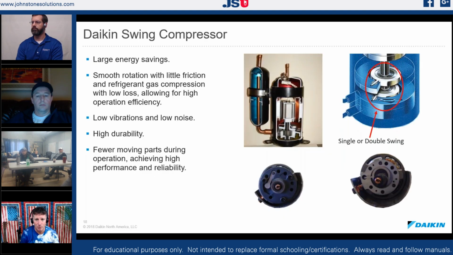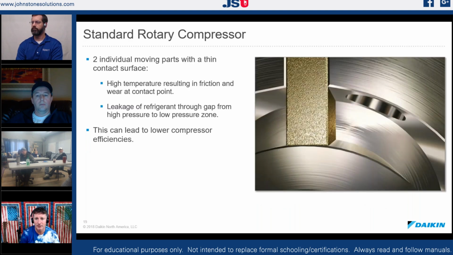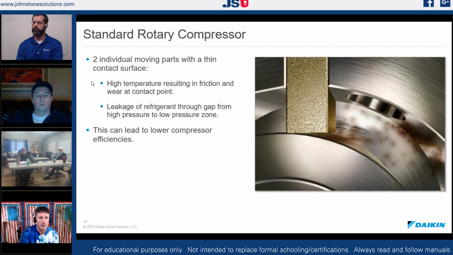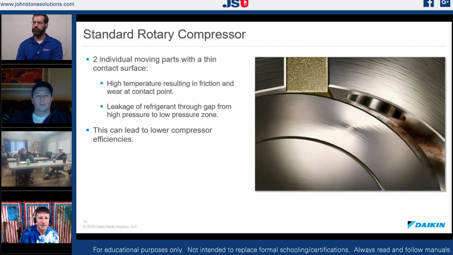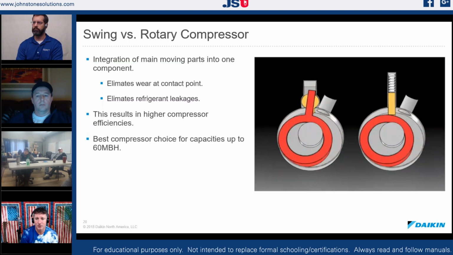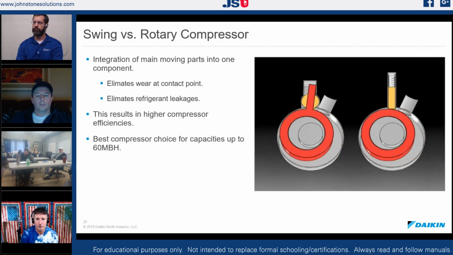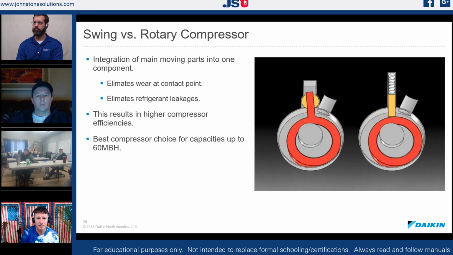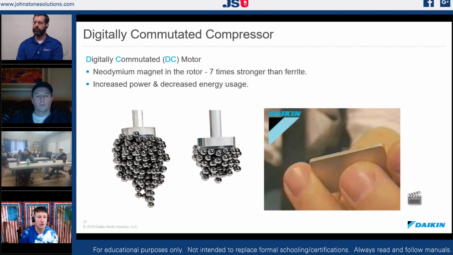Some of these are even a double, so we'll have two pumps going on at one time. So that's the internal cutaway of that compressor. If we look at the standard rotary compressor, that's what's going on inside, constant friction. If we look at what's going on inside of the Daikin's redesign, it's going to reduce that friction. Daikin's is the one on the left versus the one on the right, which is a typical rotary. So it's changed the way that our pumps function.